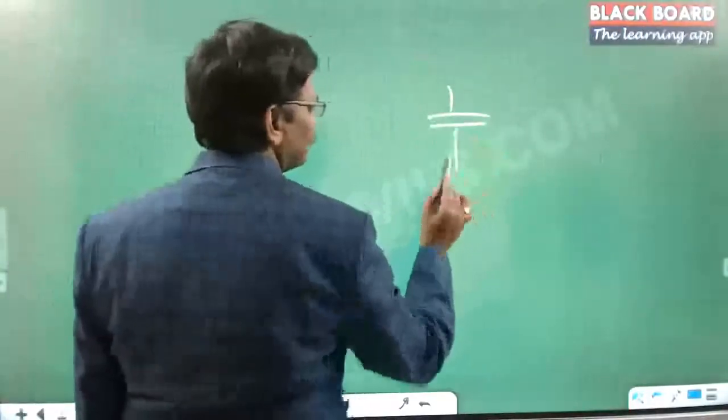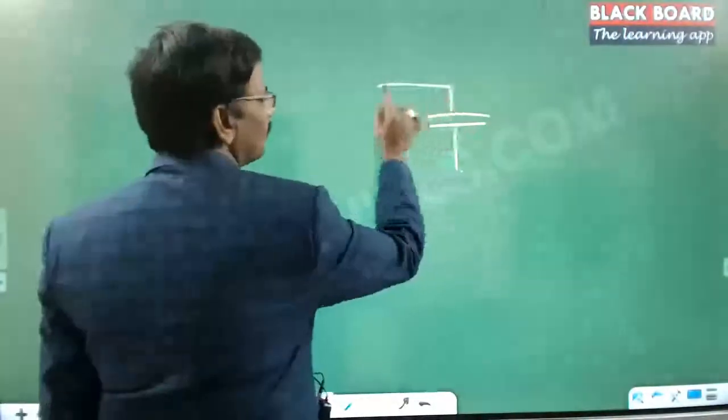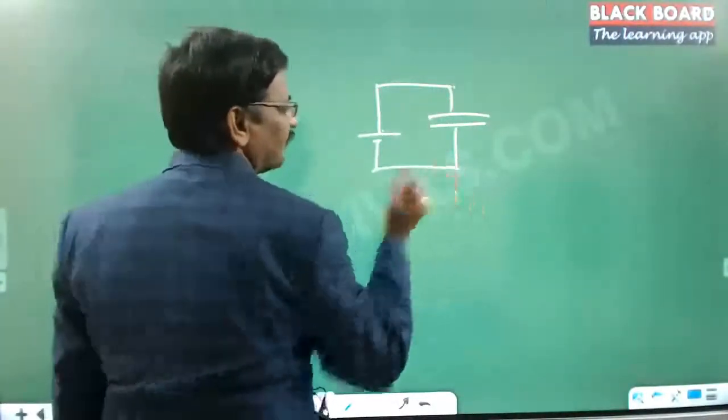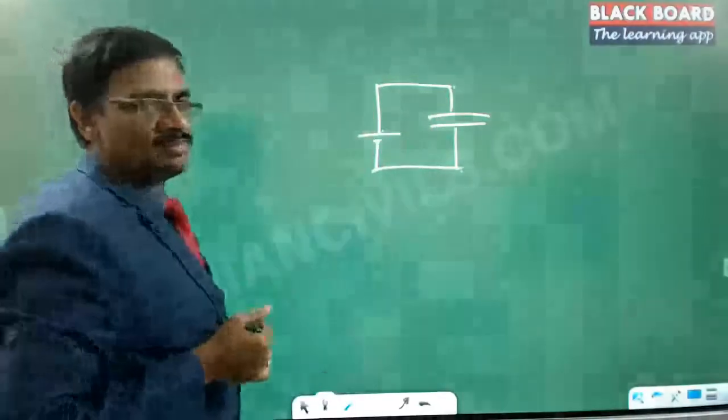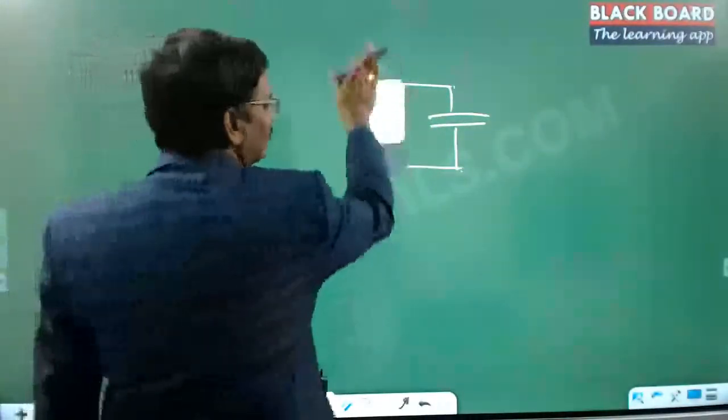Here is a capacitor like this. Now I will connect it to this particular battery and store charge on the capacitor, and then I will remove the battery. Now the capacitor is charged.